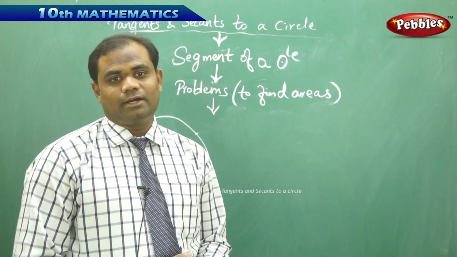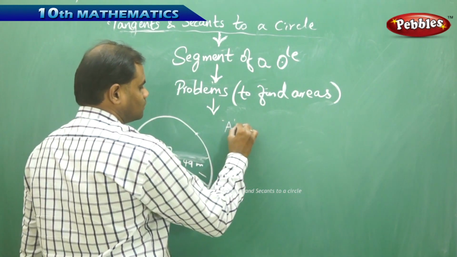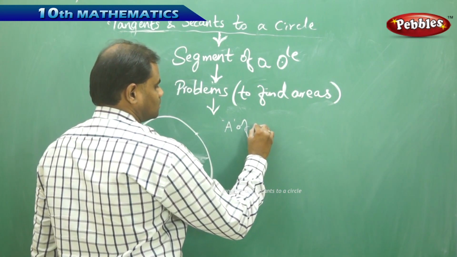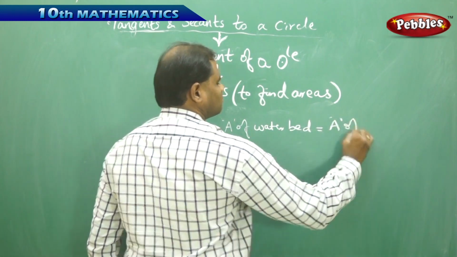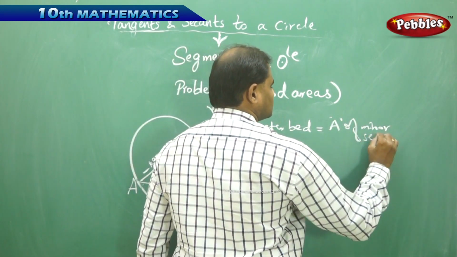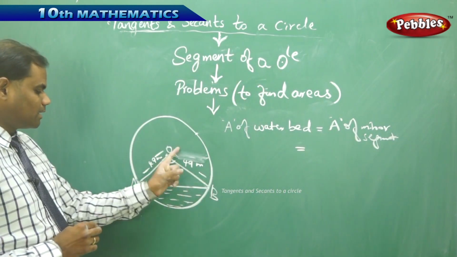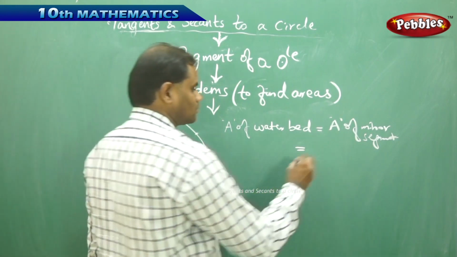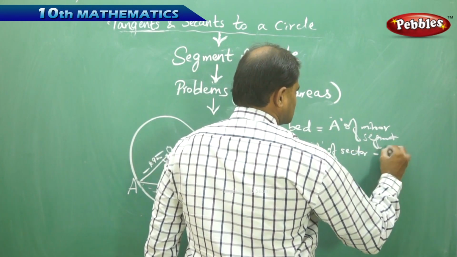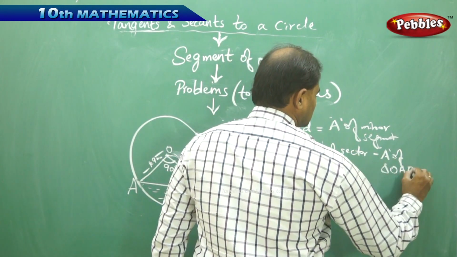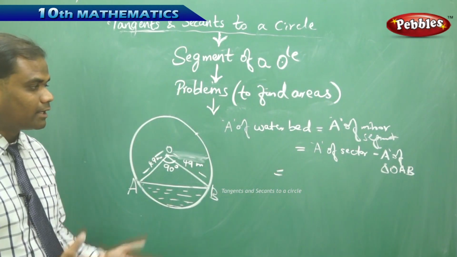Now let's find the area of the minor segment, which clearly makes me understand that the area of the waterbed, which is the area of the minor segment, is nothing but the area of the sector minus the area of triangle OAB. Therefore, the area of the sector minus the area of triangle OAB is what I get as the whole area of the minor segment. Now how do we find the area of the sector?